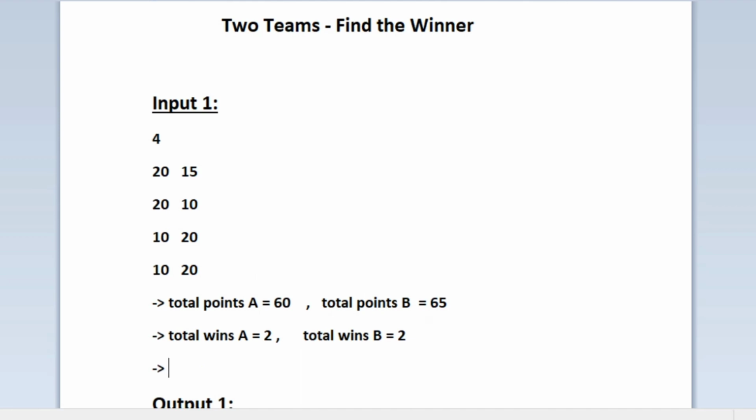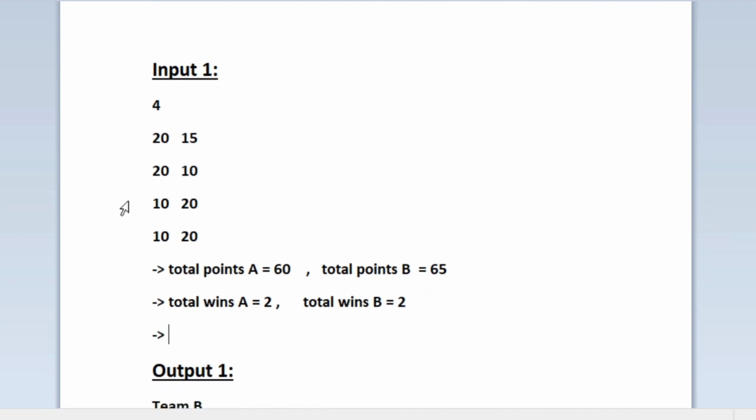And now another thing we have to calculate is the last round winner. In the last round, team A scored 10 points and team B scored 20 points. So team B has won the match. So the last round winner is equal to team B. These are all the three values which we need to print our output.